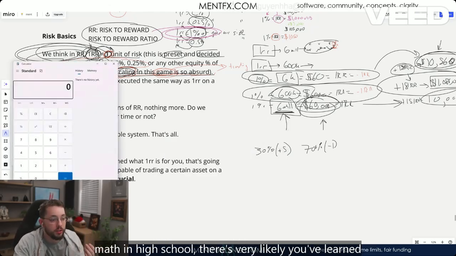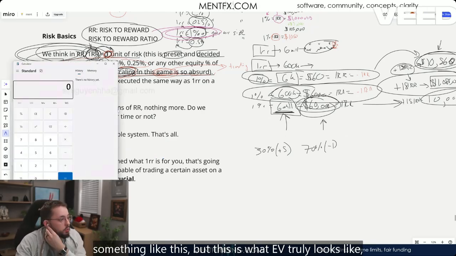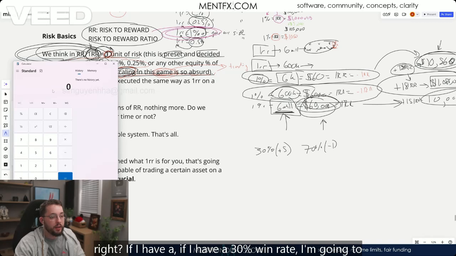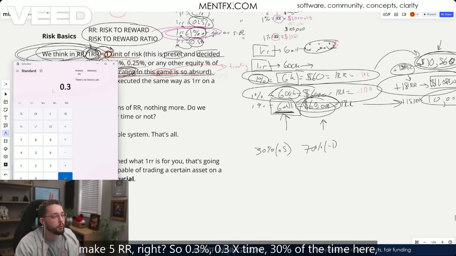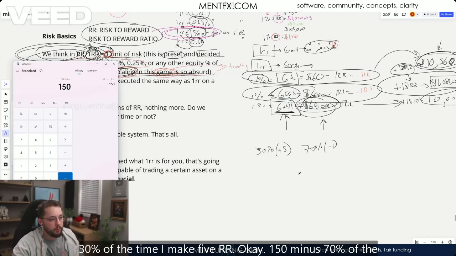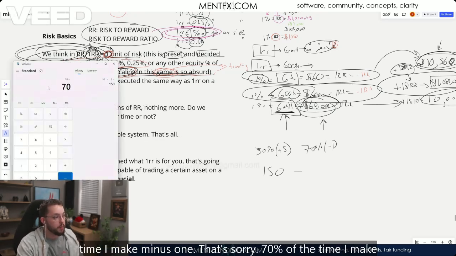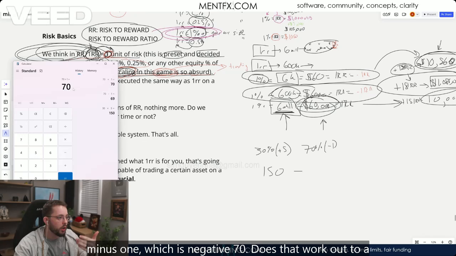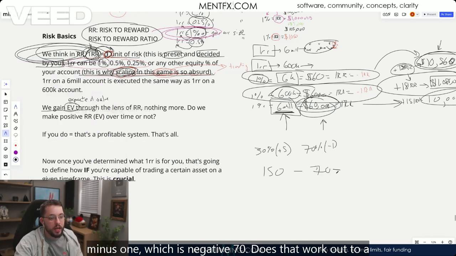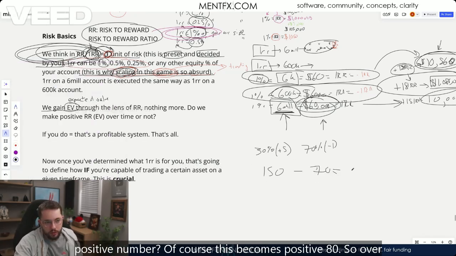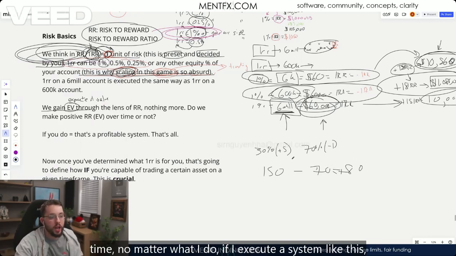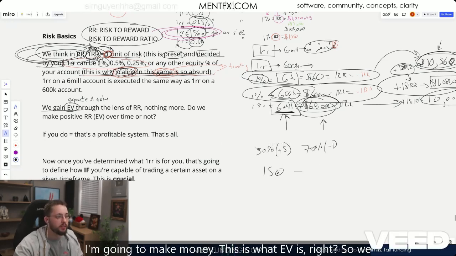If you've done math in high school, there's very likely you've learned something like this, but this is what EV truly looks like. If I have a 30% win rate, so 0.3 times 5R, 30% of the time I make 5R, okay, that's 150. Minus 70% of the time, I make minus 1, which is negative 70. Does that work out to a positive number? Of course. This becomes positive 80. So over time, no matter what I do, if I execute a system like this, I'm going to make money. This is what EV is.